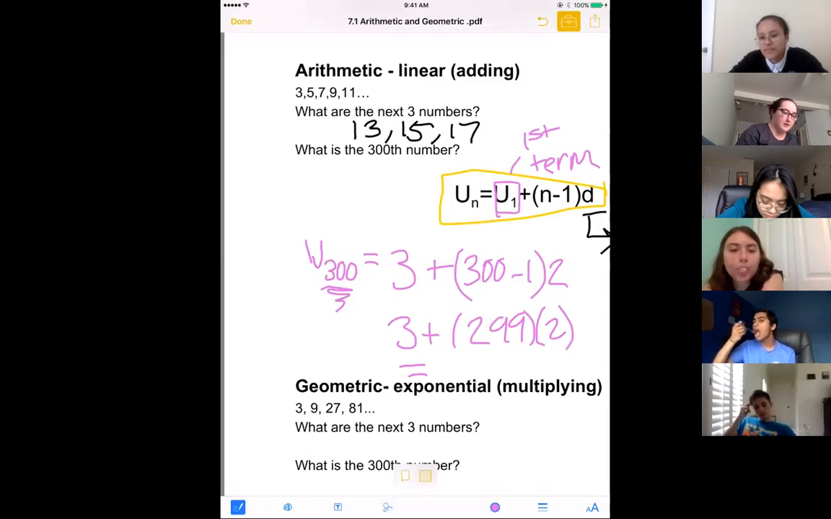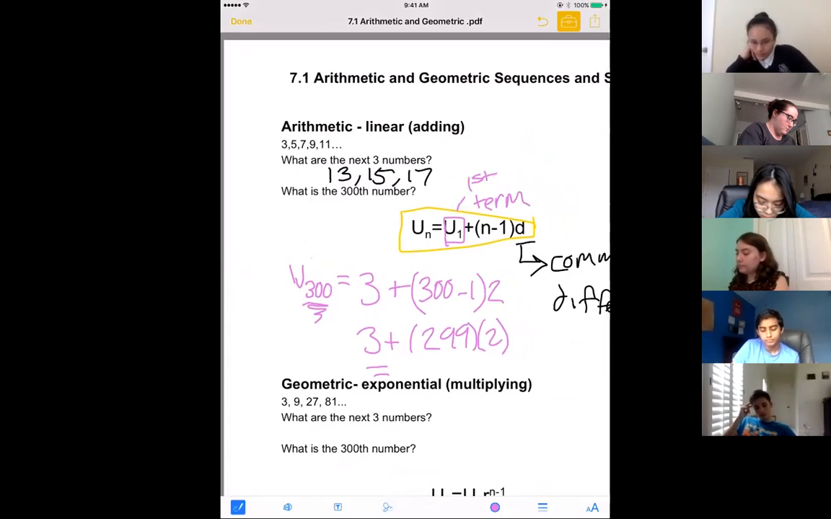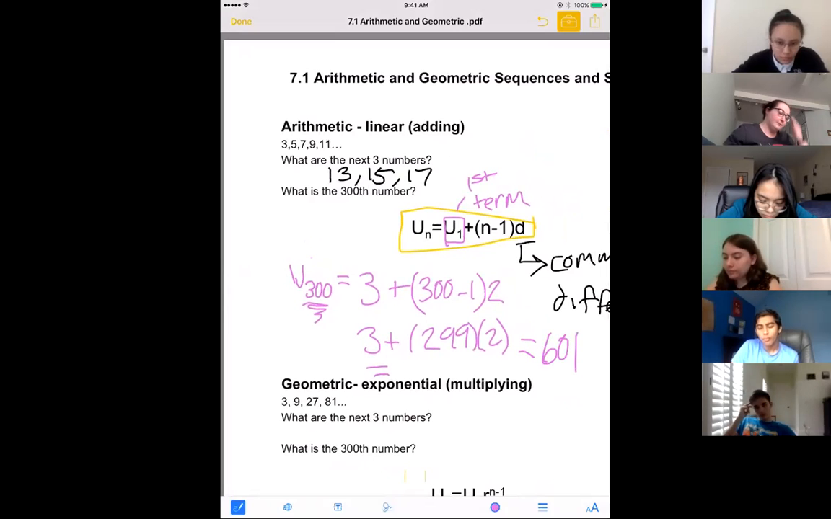So honestly, I do have my calculator. Just kidding. There's a graphing calculator app on the App Store just in case for anyone that needs it. So this is 601.